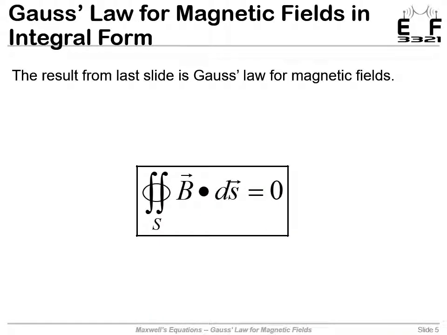So we arrive at Gauss's law for magnetic fields. It looks just like Gauss's law for the electric fields, but we're not seeing that volume integral of charge density because there is no charge density for magnetic fields. So this is it for Gauss's law for magnetic fields in integral form.